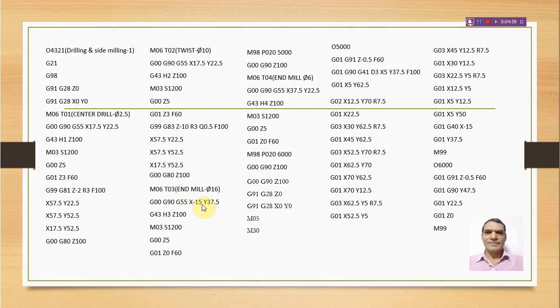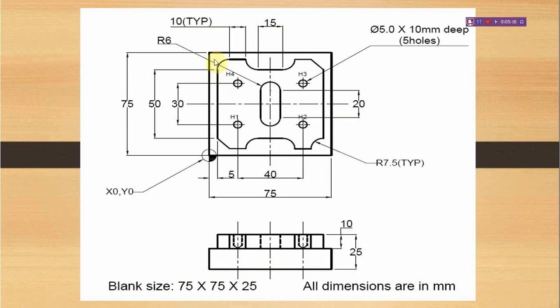But it is outside of the workpiece, X15 and minus 15 and Y37.5. Simply we are calling the subprogram with M98 P020. This is subprogram number 5000. So 20 times we are repeating the cycle.